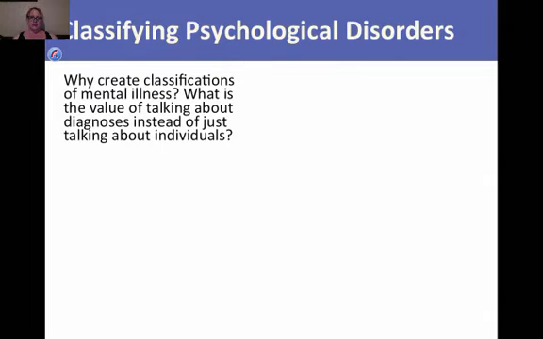All right, so how do we classify psychological disorders? This is one of the biggest issues we had: how do you create classifications for mental illness? Is there value in talking about diagnosis instead of just talking about individuals? This is something psychologists have been trying to adapt, change, and solidify for many, many years.